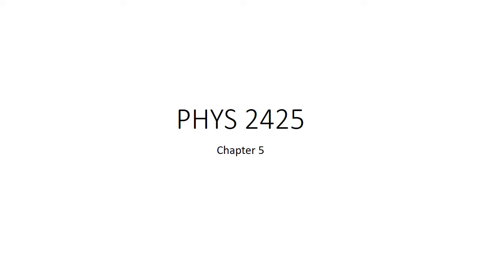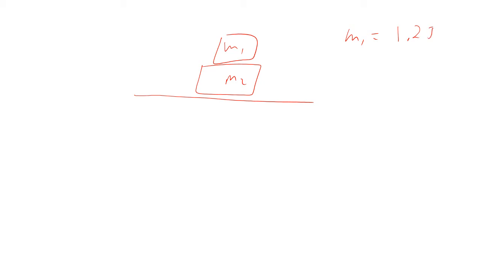So I had said before that you cannot always just say that the normal is mg. So let's do a couple more normal force problems. Let's imagine we just have two objects, M1 and M2. M1 is going to be equal to 1.25 kilograms. M2 is going to be 2.22 kilograms. And I want to know what's the normal force acting here.